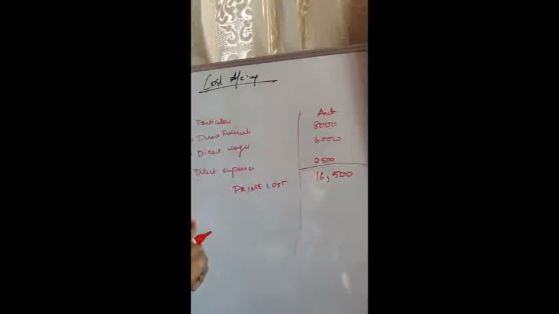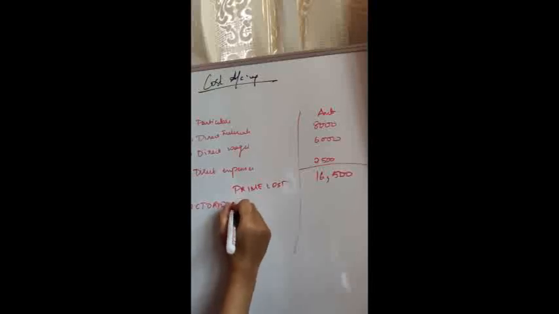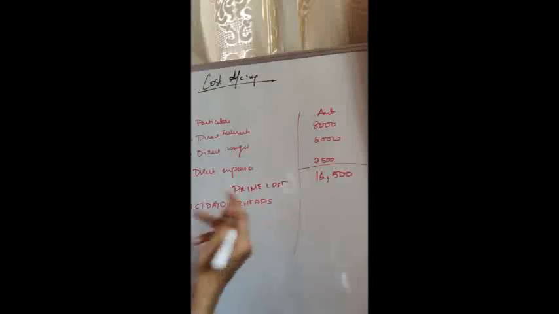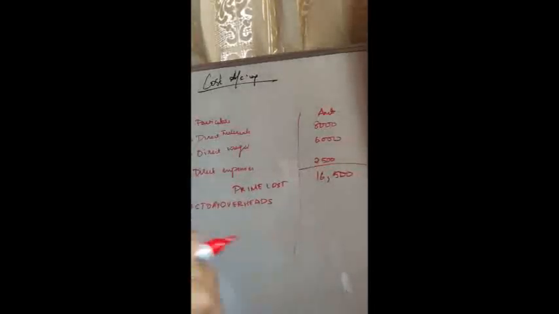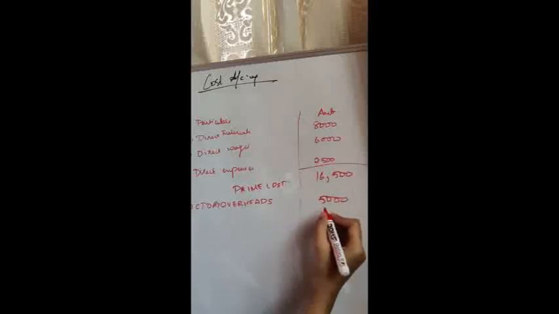After which you will add this with your part B. What was the part B? Part B was your factory overheads, right? So you will take a heading as factory overheads. Now under your factory overhead, what are you going to do? You are going to add your factory overhead, which is given directly in the question, that is 5,000 rupees.